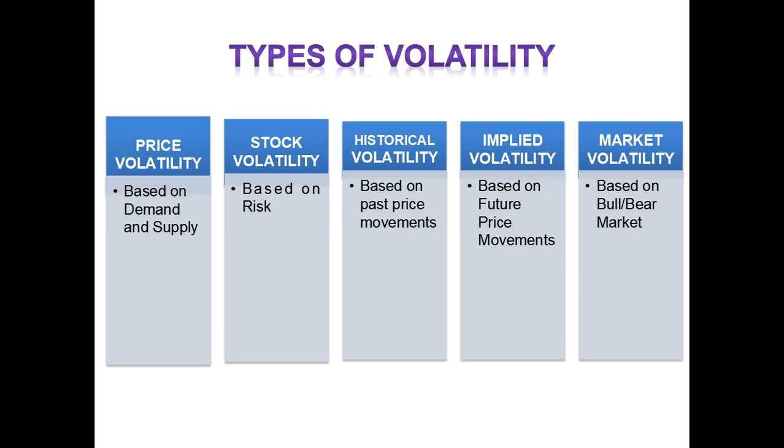Let's look at some of the types of volatility. First is price volatility, and this is based on demand and supply. Next is stock volatility, which is based on risk. Then there's the historical volatility, which is based on past price movements. The implied volatility is based on future price movements. And then there's the market volatility, which is based on a bullish or bearish market.